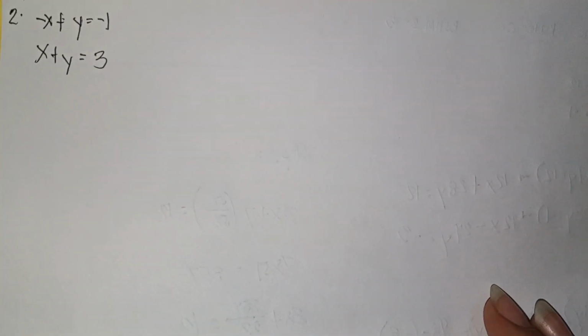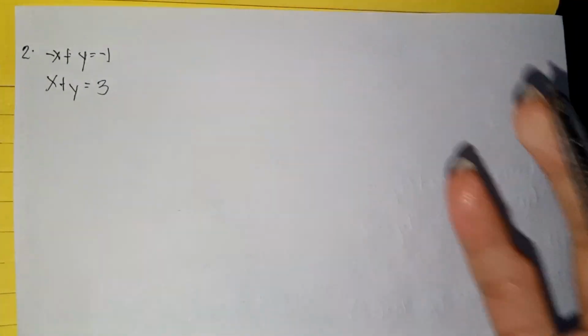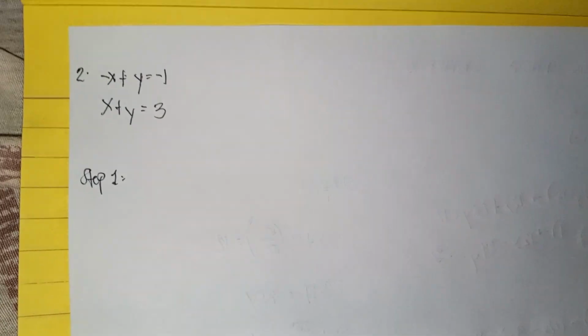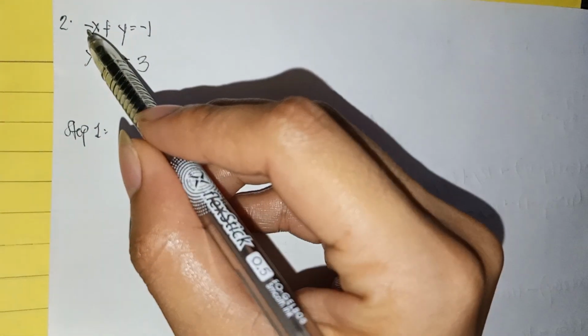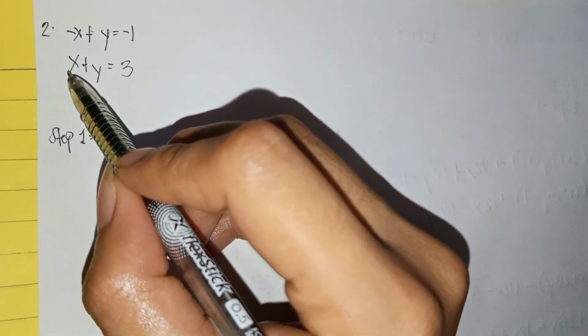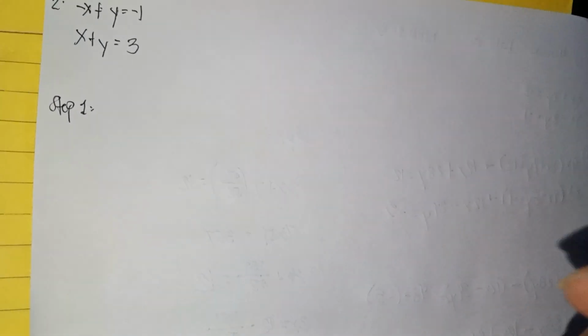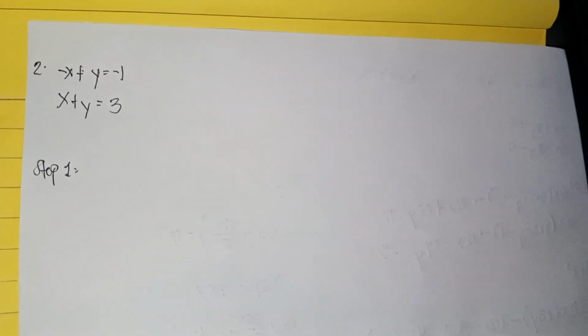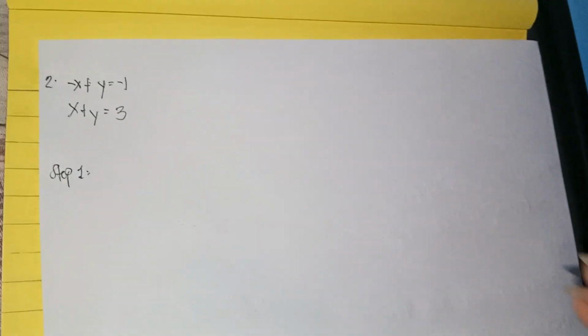So this is our problem number 2. We have here the given equations, given equation 1 and given equation 2. So for our step 1, we're going to add 2 equations to eliminate x. So here we have negative x in the first equation and positive x in the second. They are opposites. So if we add the equations together, the x terms will cancel out immediately. So that's the elimination method.